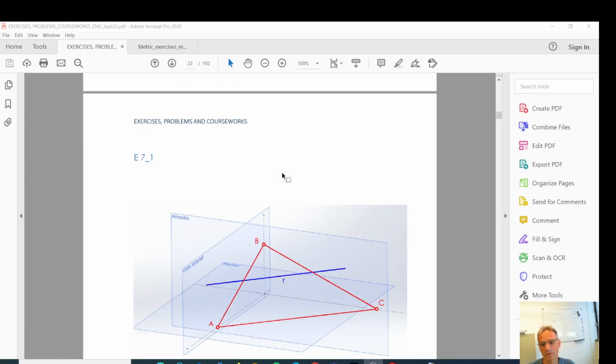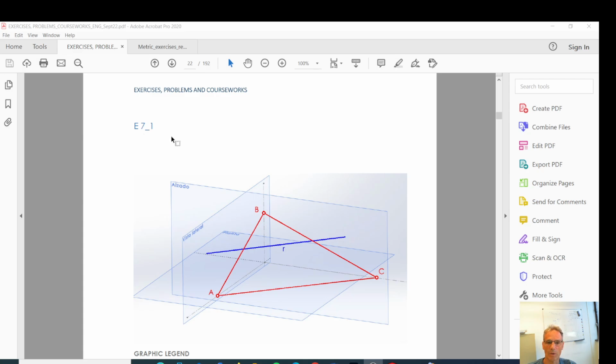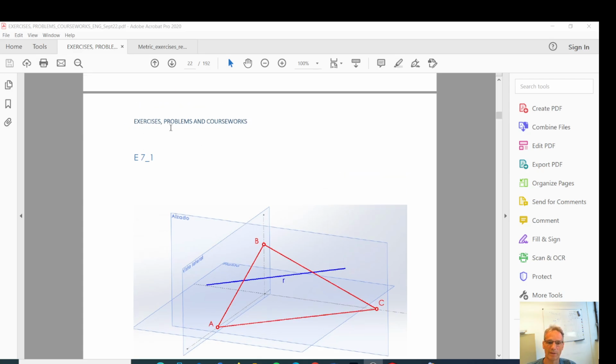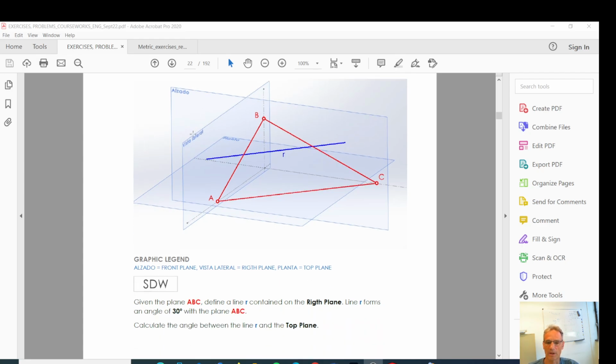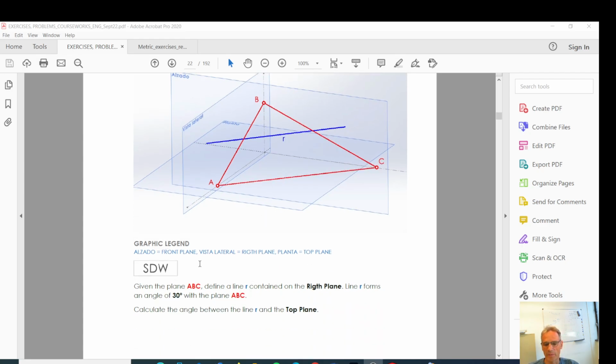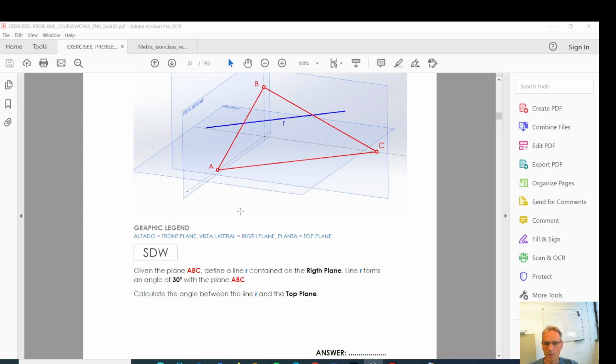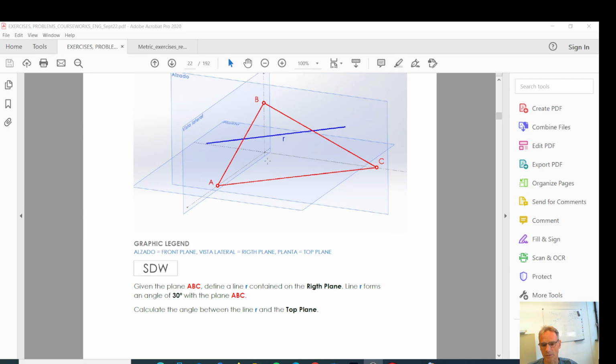Okay, we are going to solve this problem, problem 7.1 from part 1 of metric geometry. We have the statement of the problem, where it says that given a plane defined by these three points A, B, and C, we need to model a line R which is located in the right plane, which is this one, although this plot doesn't show that well that it's on the right plane.